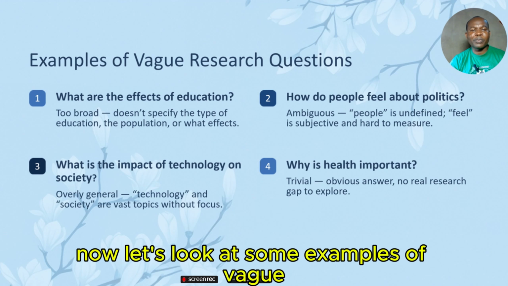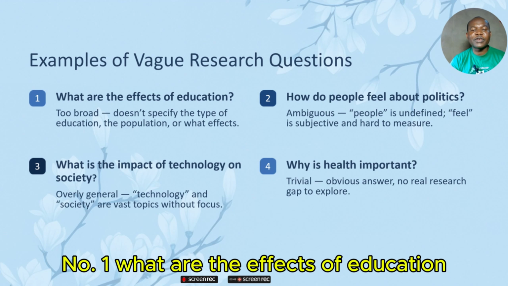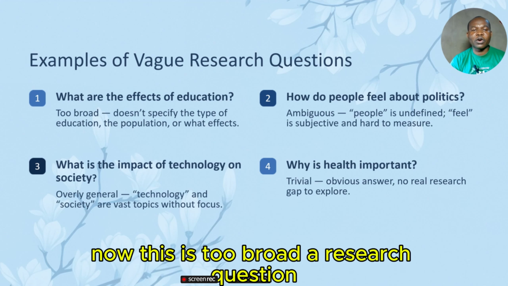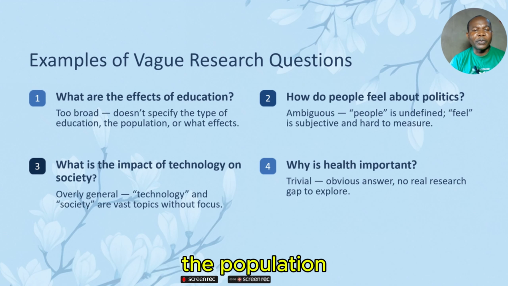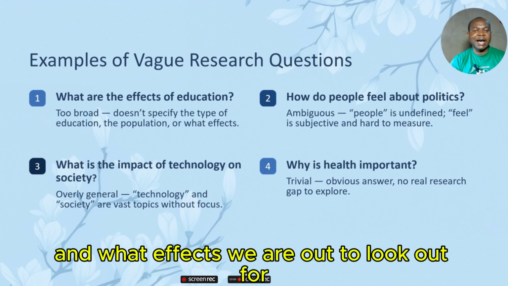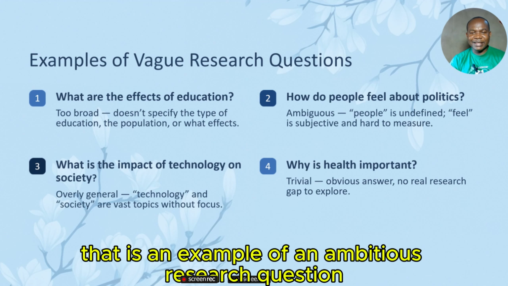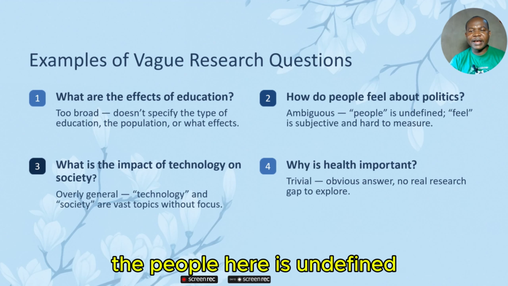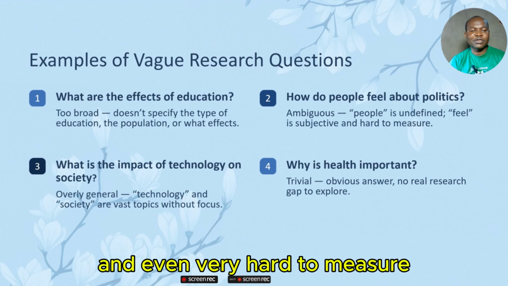Now let's look at some examples of vague research questions. I believe this will actually help us to a great extent. Number one, what are the effects of education? Now this is too broad a research question. It doesn't specify the type of education, the population, and what effects we are out to look for. Number two, how do people feel about politics? That is an example of an ambitious research question. The people here is undefined. The word feel is subjective and very hard to measure.